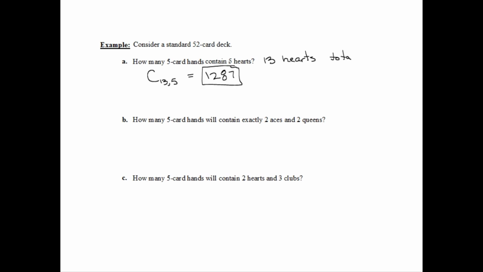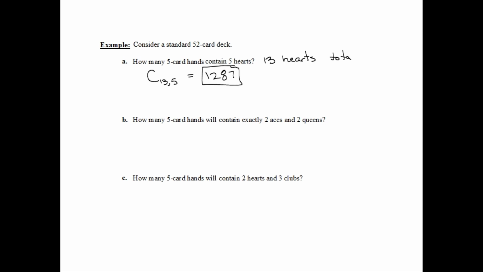Make sure that you can do these using the built-in combination function on your graphing calculator, your scientific calculator. You can do it with the factorials, that's fine too. But if you have that built-in function for combinations and permutations available to you, you want to make sure that you can use it. Now let's look at how many 5-card hands will contain exactly 2 aces and 2 queens.